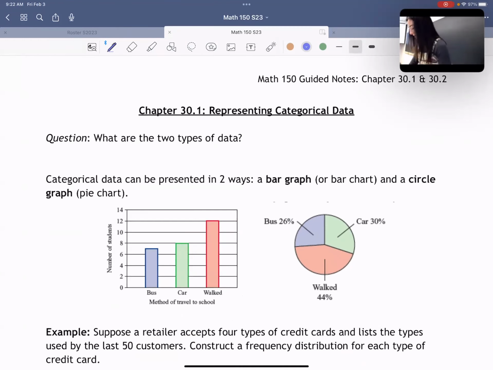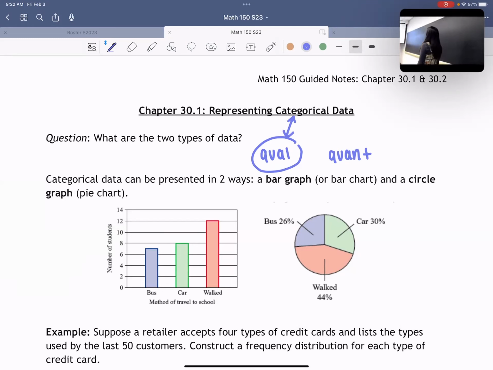At the top, we just went over the 2 types of data. There's qualitative and there's quantitative, right? I'm just going to put qual and quant. Okay. In this specific section, 30.1, we're going to focus on the qualitative. So things that can be described with words as opposed to numbers. So that's why it's called representing categorical data, because qualitative is also known as categorical.